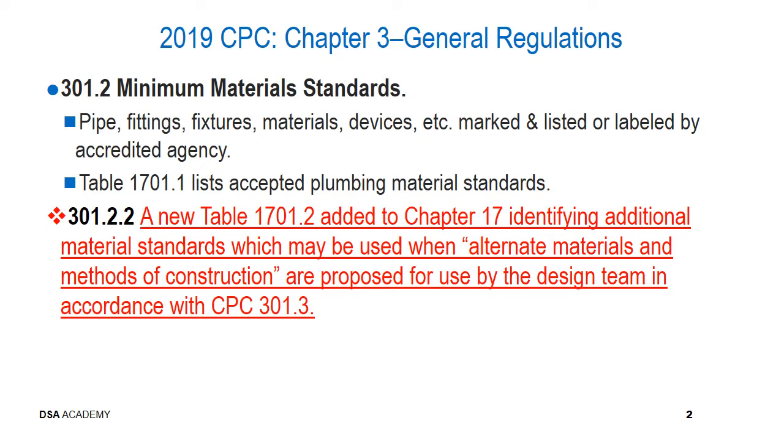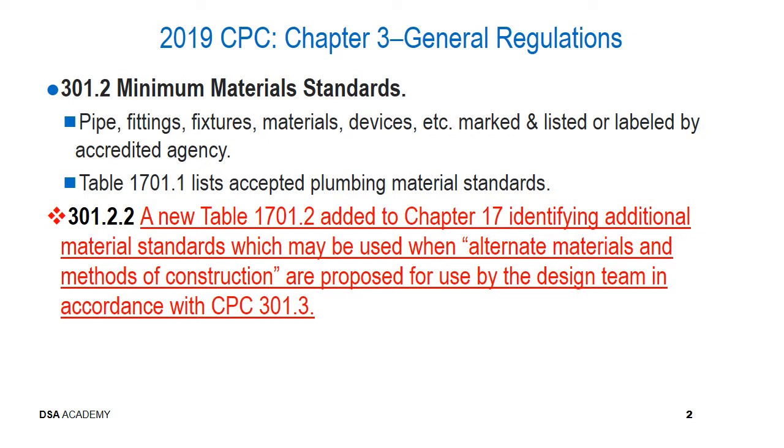Section 301.2 generally describes the requirements that all plumbing materials are marked and listed, or at least labeled, by an accredited agency. Table 1701.1 lists the accepted plumbing material standards for most of the commonly used plumbing materials and ties those to the accreditation agencies.